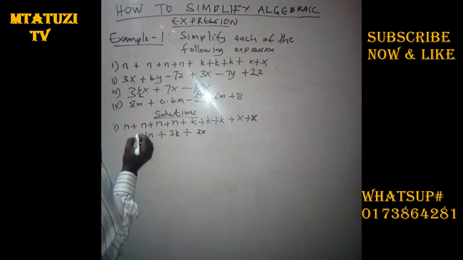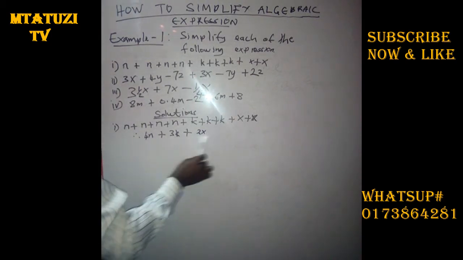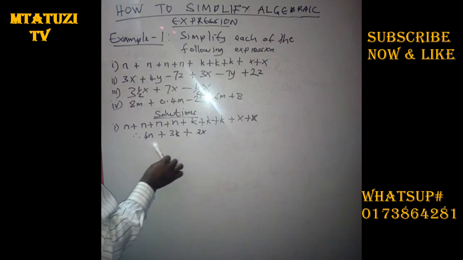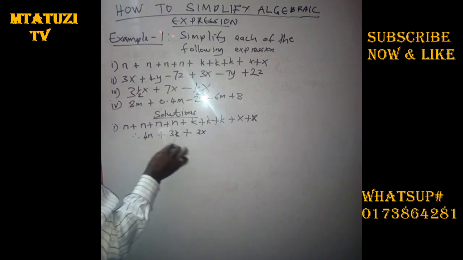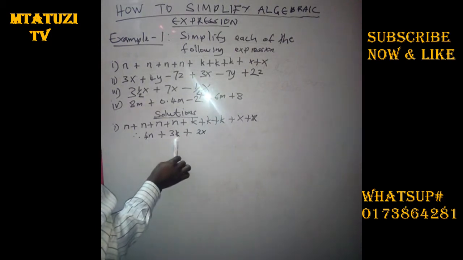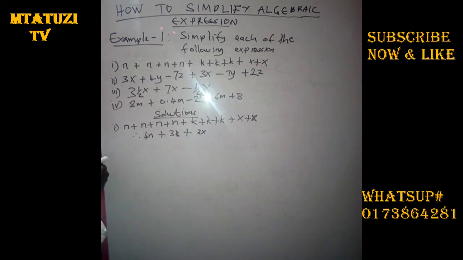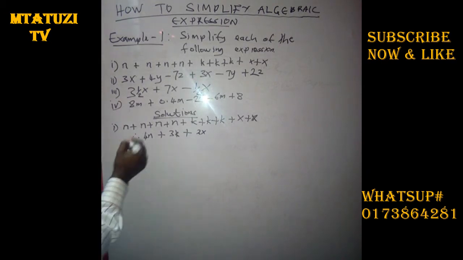So you have already simplified this algebraic expression. You cannot go further because you have already added all the like terms. So we have 4n plus 3k plus 2x. That is for question number 1. Okay, question number 2.